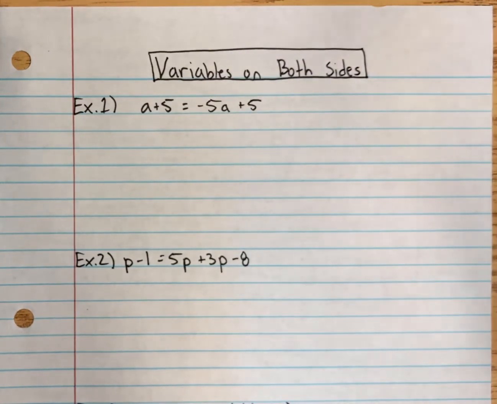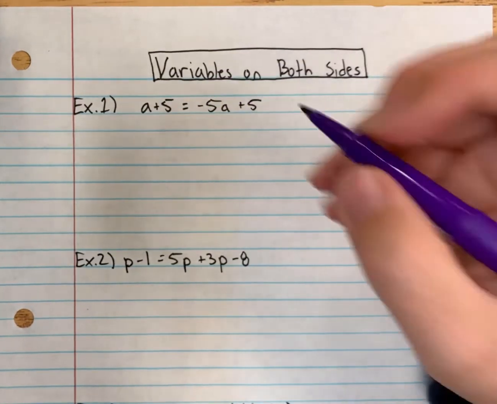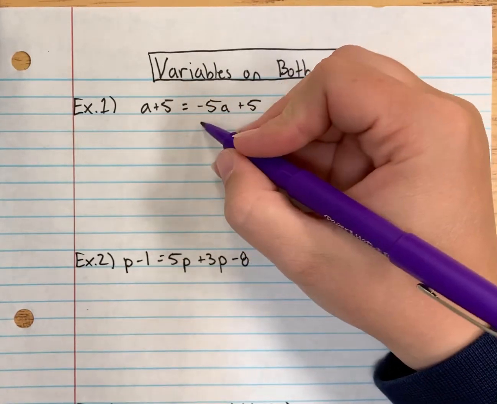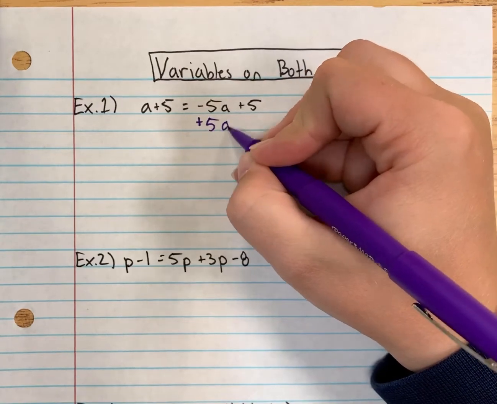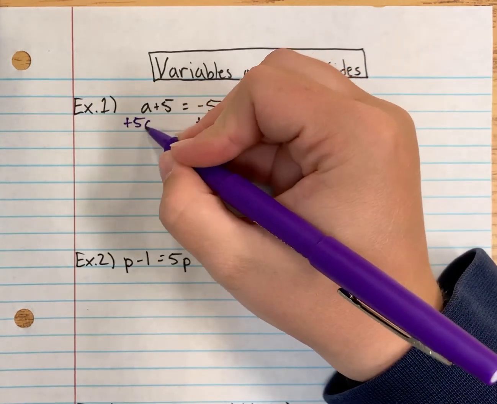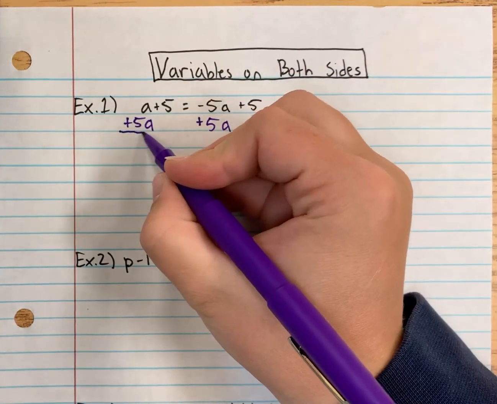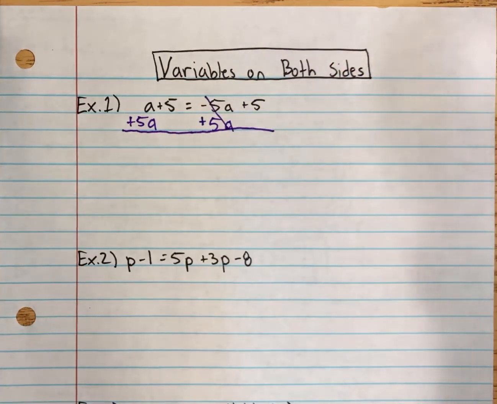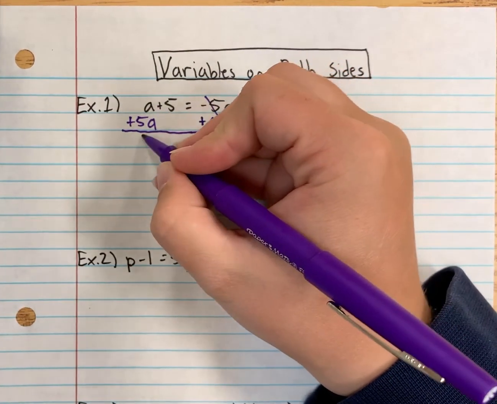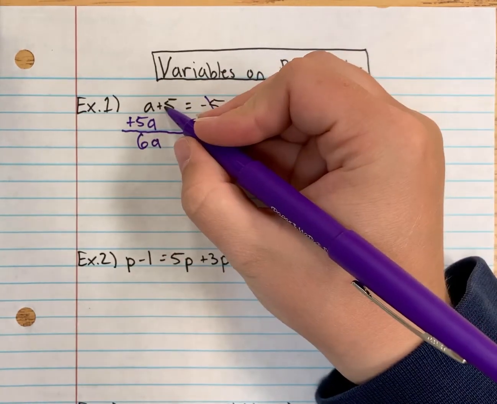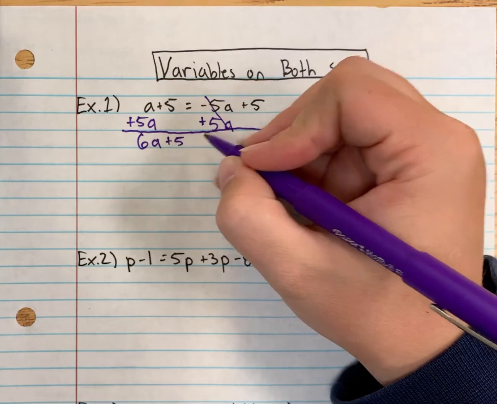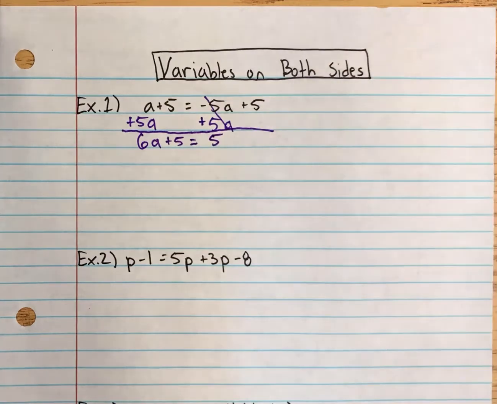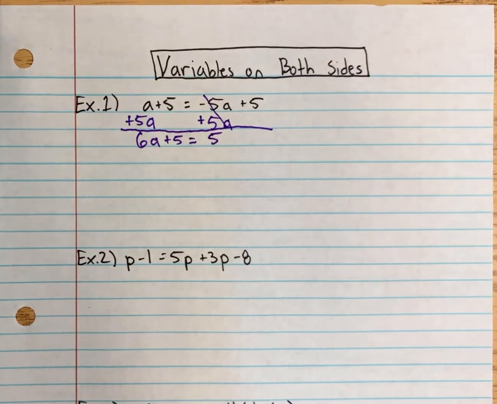To do that, you have to do the opposite of what's in front. So since it's a negative 5a, I want to add 5a to both sides. Like so. Okay? So then when you do that, a positive and a negative 5a become a 0. 1a plus a 5a is a 6a. And you still have your plus 5, so you'll bring that down. Bring down your equal sign, and left over here is just a 5. So now we have 6a plus 5 equals 5.